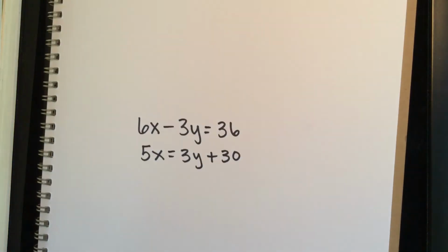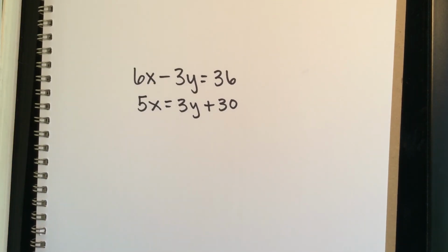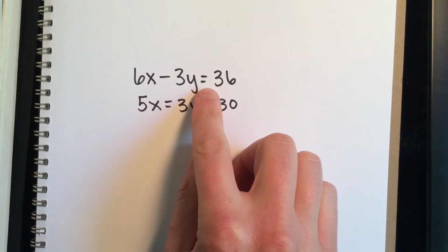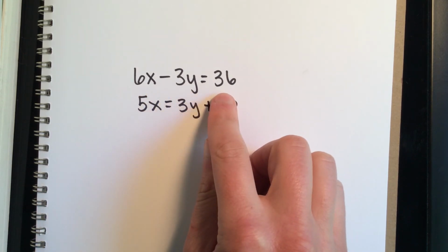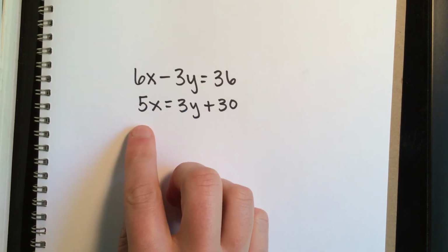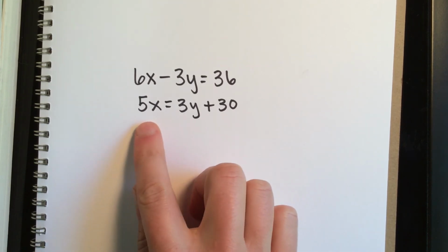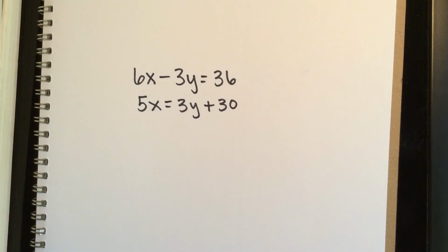So here is the last problem that you're going to do on your own. Remember to look and see that our first equation here is in standard form, so we have 6x minus 3y equals 36, and our second equation is not in standard form. So you're going to have to change this equation so that it's in standard form, and if you need help, you can go back and rewatch what we just did. But go ahead and do that and then input your answers when you're done.